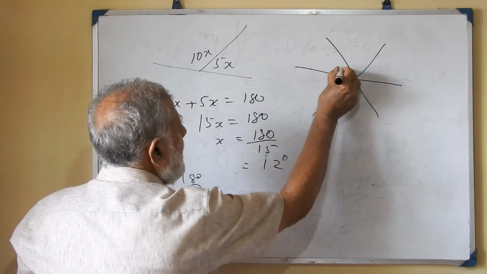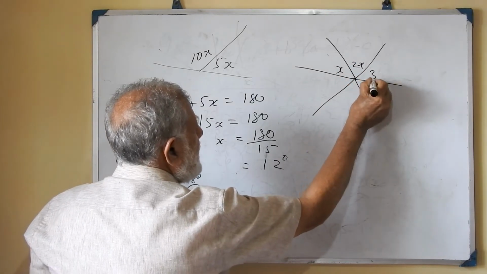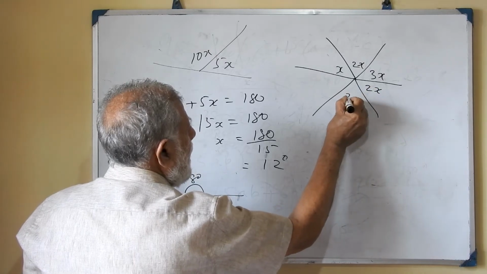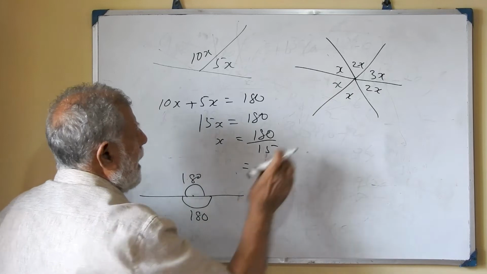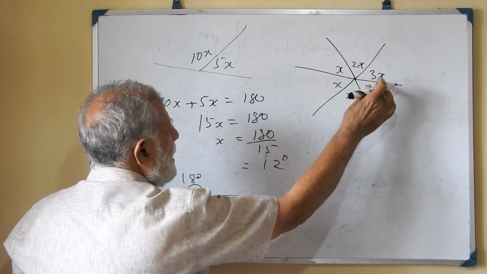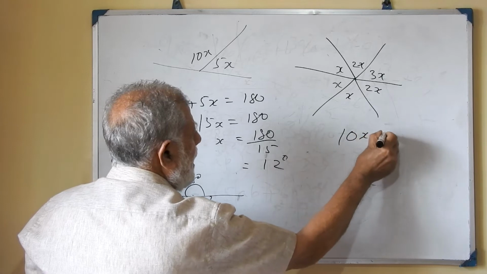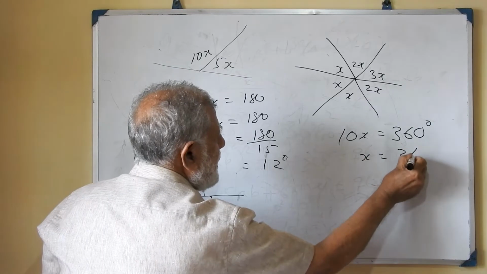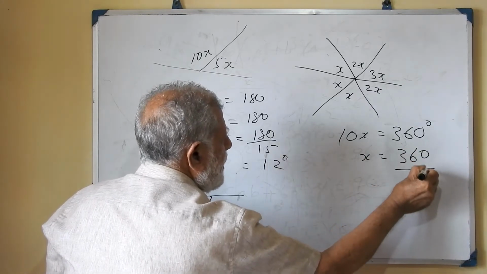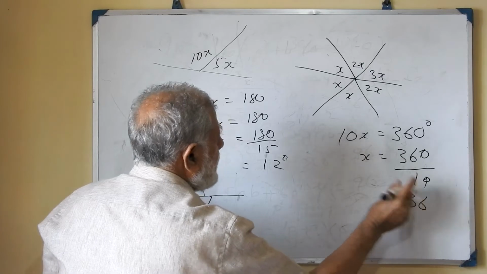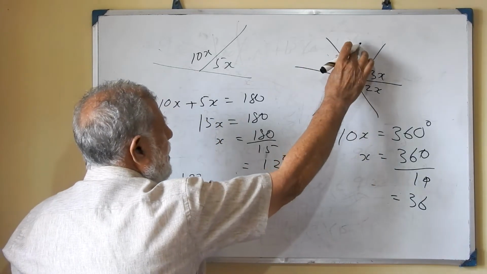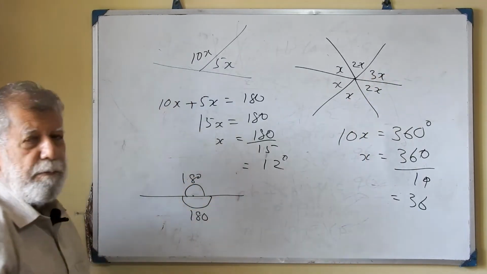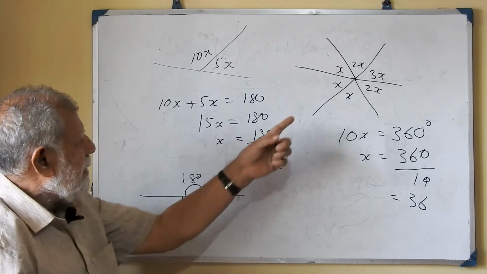Supposing I put the x, 2x, we'll say 3x, 2x, and x, 2x, 3x, 5x, 8x, 10x. So 10x equals 360 degrees. Therefore, x is equal to 360 divided by 10. So now you cancel, 1x is 36 degrees. So 36, this is 72, and 36 multiplied by 3 is 108, and 72 degrees. All add up to 360 degrees. So this is angle round a point.